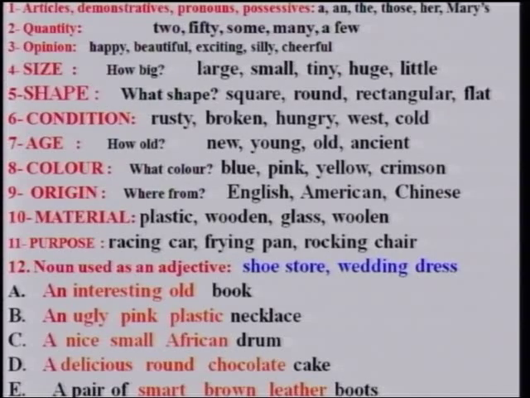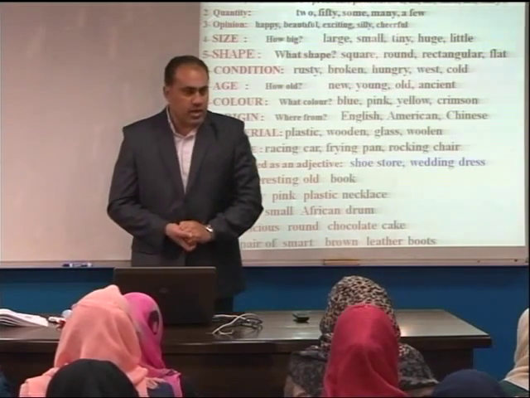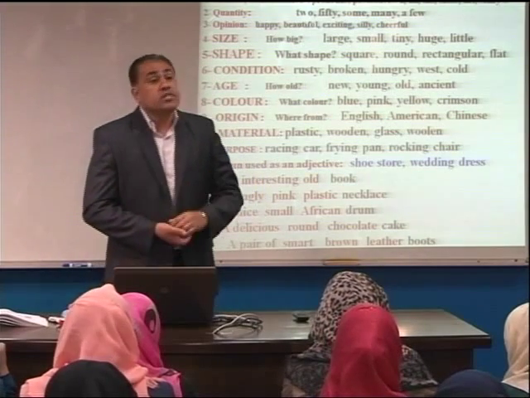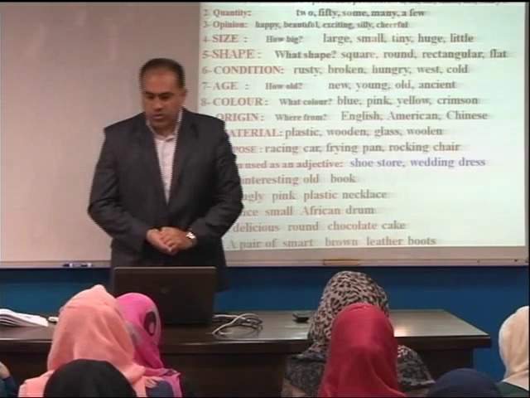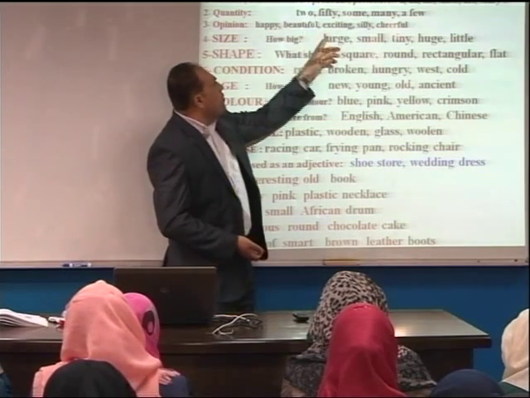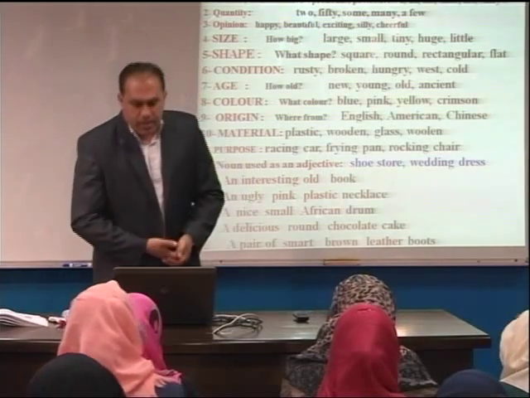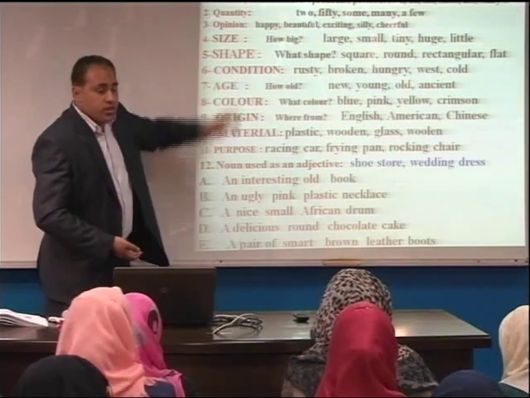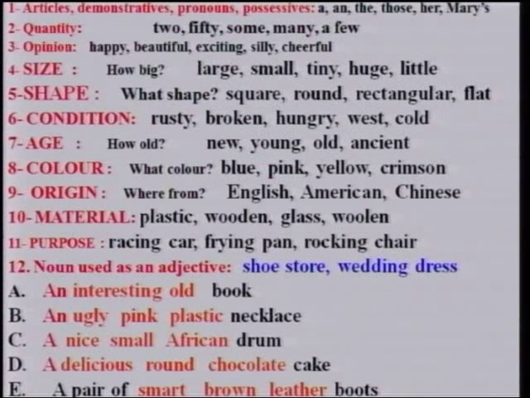The second thing comes quantity. 2, 50, some, many, a few. For example, a few interesting stories. Okay? 3 big houses. So quantities. The third thing in a row is the opinion. For example, 3 nice stories. So quantity, opinion, and then we have the noun. So we have opinion adjectives, for example, happy, beautiful, exciting, silly, cheerful, and so on. After opinion adjectives, we use appearance. And appearance is classified, so we talk about the size before the shape, and the shape before the condition. For example, the size: large, small, tiny, huge, little. For example, 3 large houses. Okay? 3 large, nice houses. Okay?